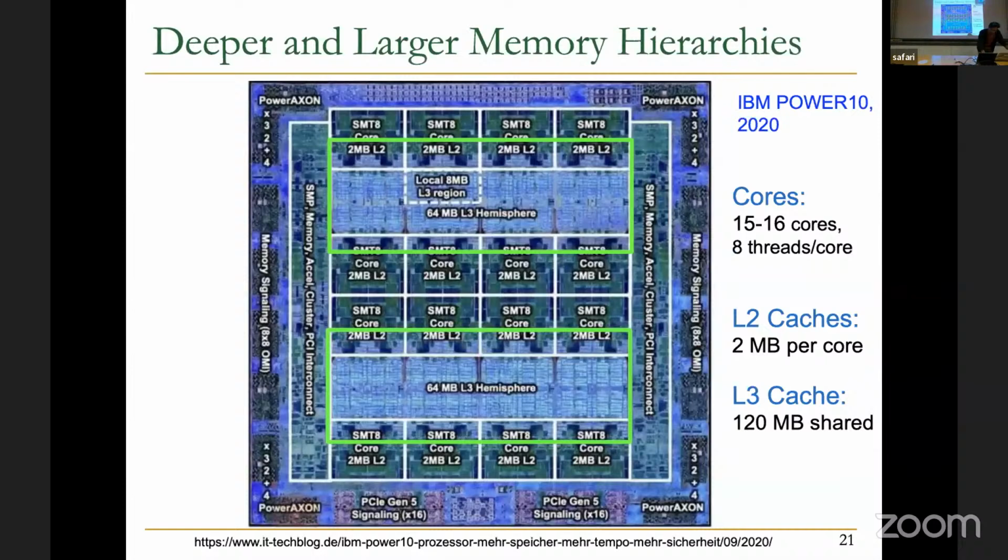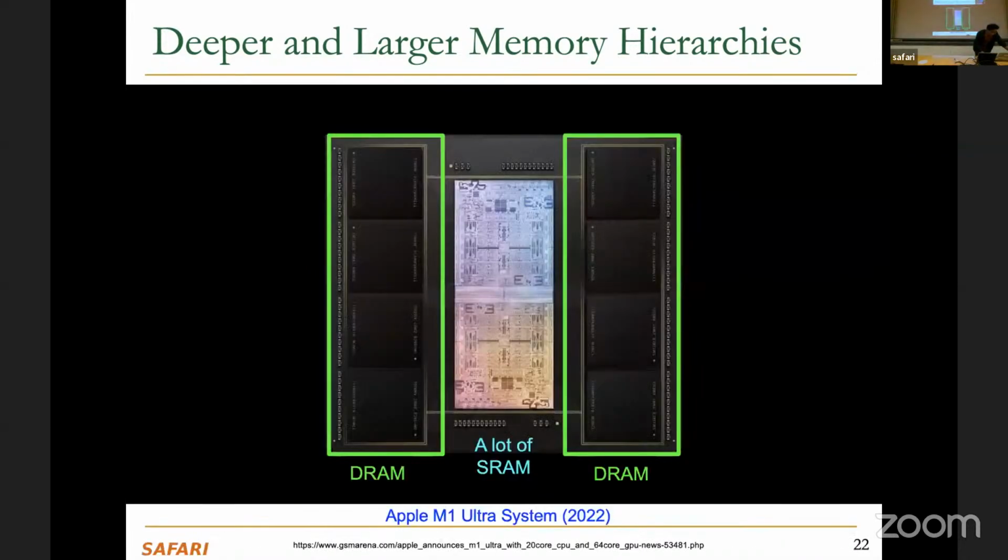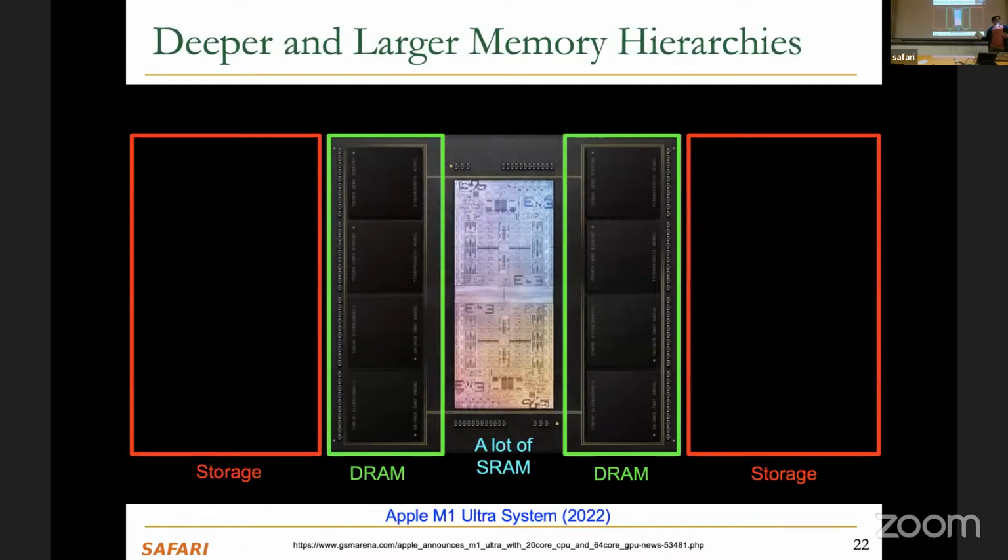And here you have another example. This one is an IBM Power 10 from 2020. Observe also the size of the L3. It's 2 hemispheres of 64 megabytes, as you see. This is an even more recent one, the Apple M1. If you look at the package, you'll find that there is a CPU containing a lot of SRAM, of course, like the last level cache, for example. But then we also have much more space being occupied by DRAM, right? And even more for the storage.